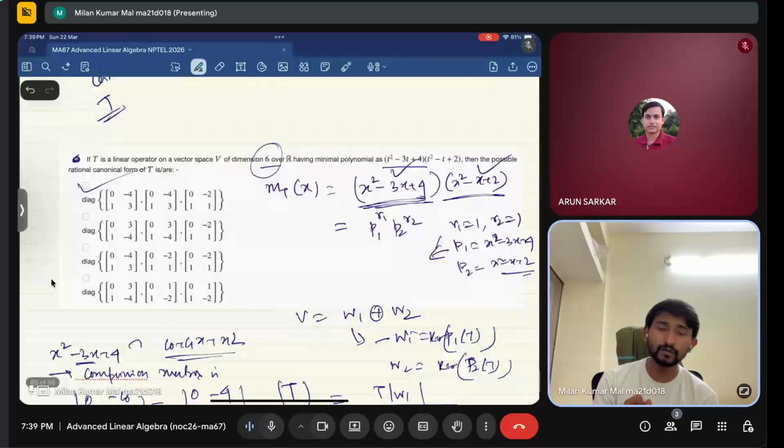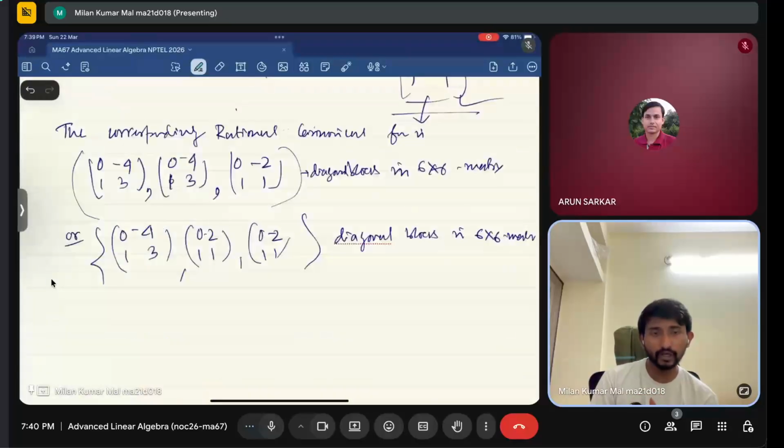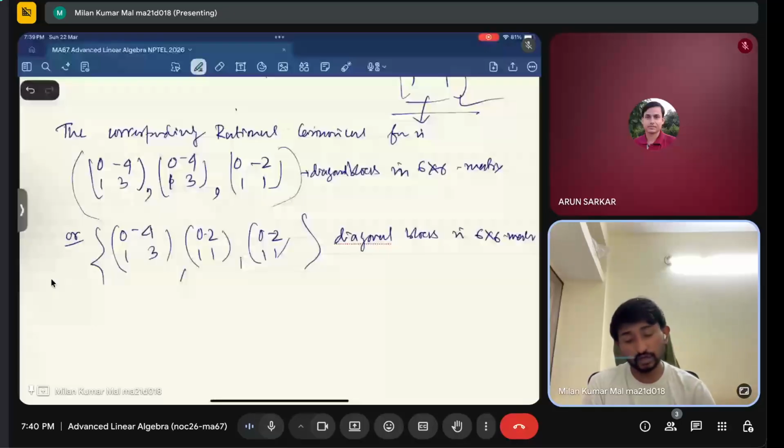Second place is that the other component matrix will correspond to a polynomial of lower degree. But here the only possible lower degree is 1, so that itself will appear. At least one of them will appear, so that's why this will always be there.